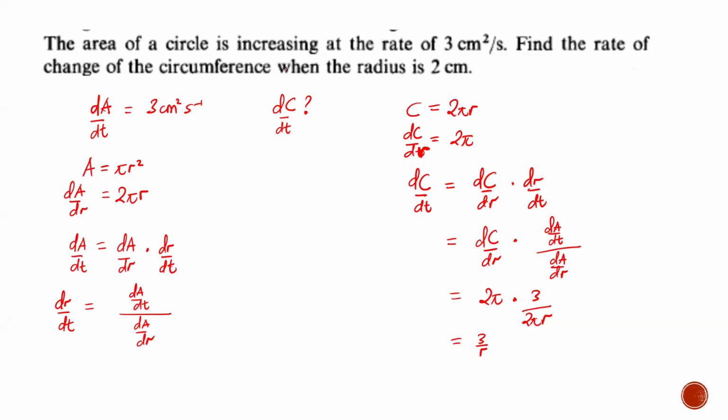Now, we've been asked to find dC/dt when the radius is 2 centimeters. So that means dC/dt when r is 2 centimeters is going to be 3 over 2 centimeters per second, which is 1.5 centimeters per second. So that would be our answer there.